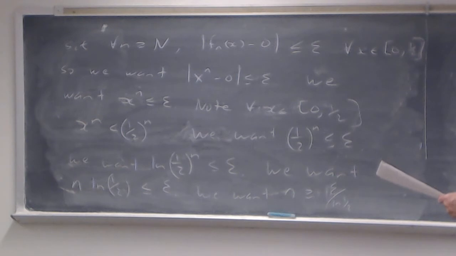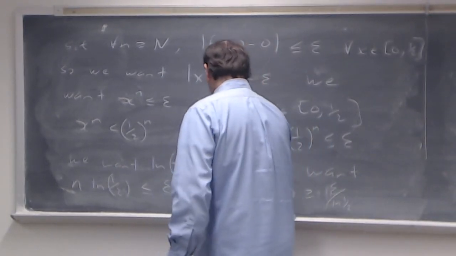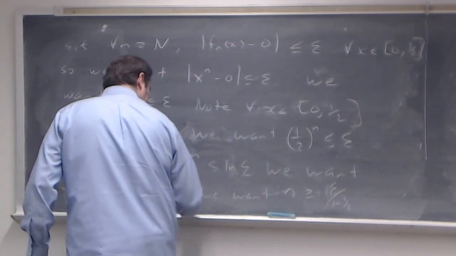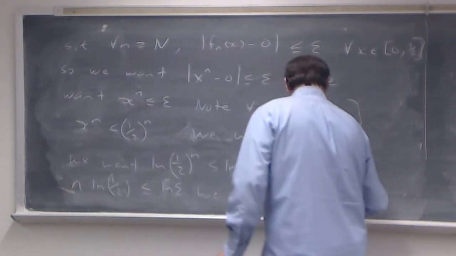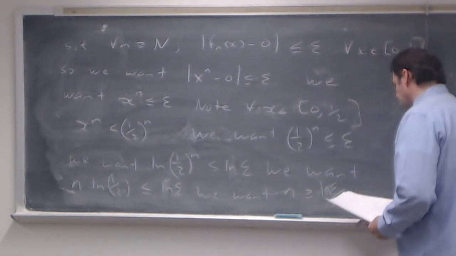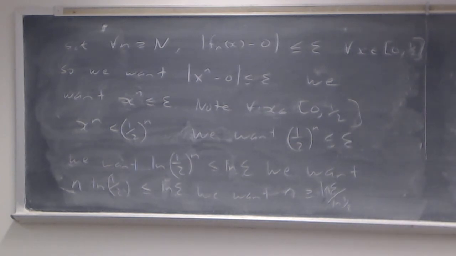And I made a mistake. I forgot to take ln of epsilon. Gosh. So I should have taken ln of epsilon here. So we want ln of epsilon divided by ln of 1/2. And we can do this by the Archimedes property. We know that the set of natural numbers is not bounded above.